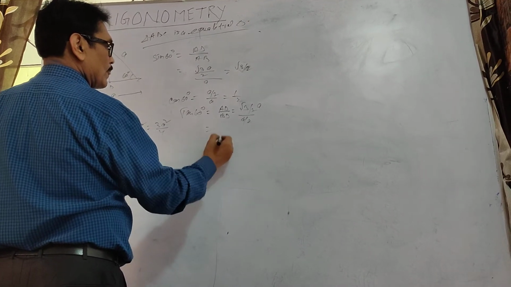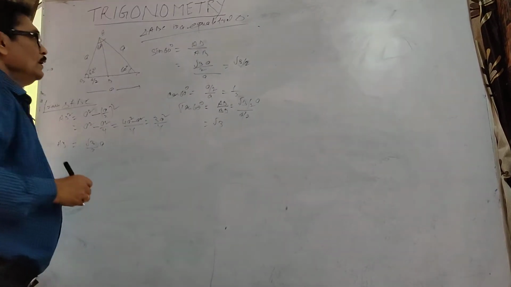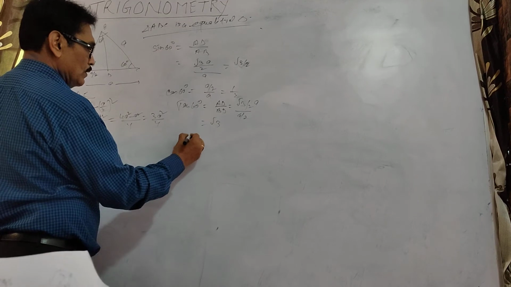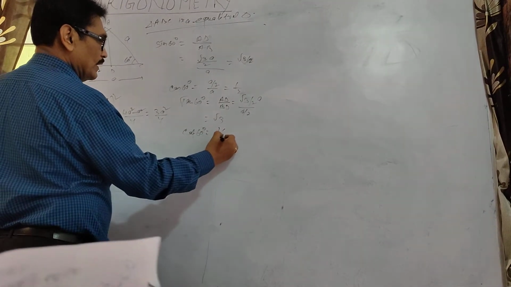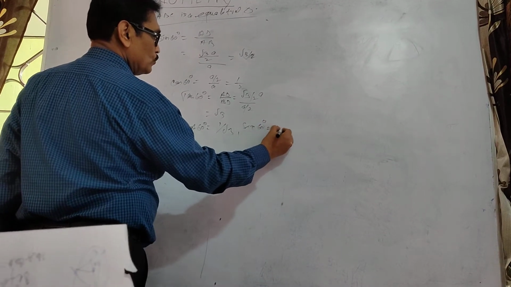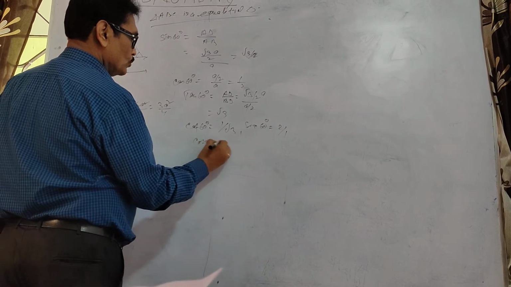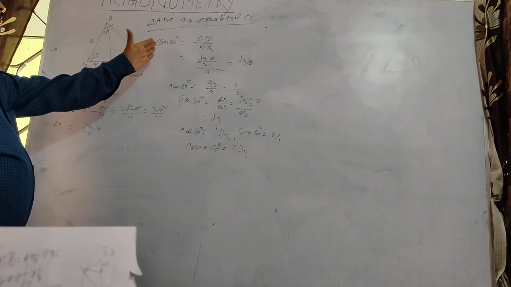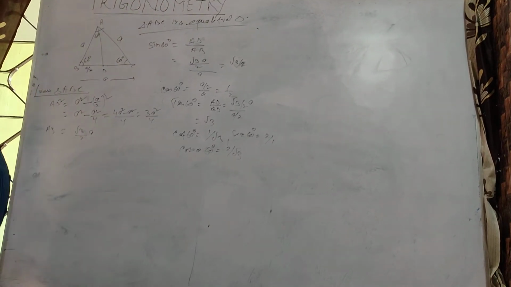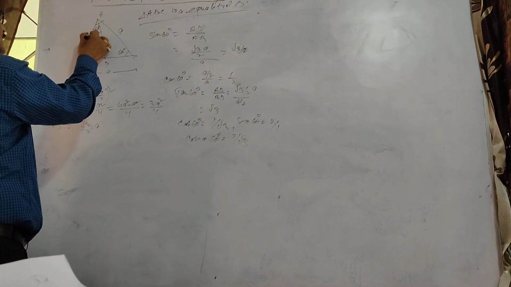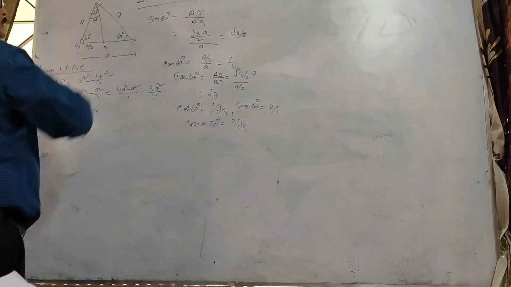So we can write tan 60 degree as root 3. Again we write cot 60 degree is 1 by root 3, sec 60 degree is equal to 2, and cosec 60 degree is equal to 2 by root 3. So here we obtain the values of 60 degree in this process. Now, if this one is 60 degree, then this angle is 30 degree.